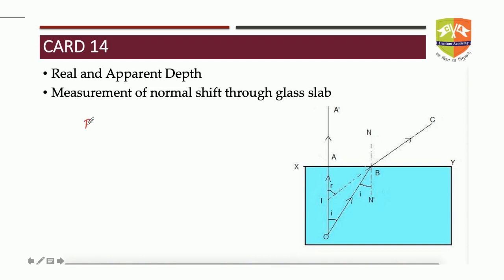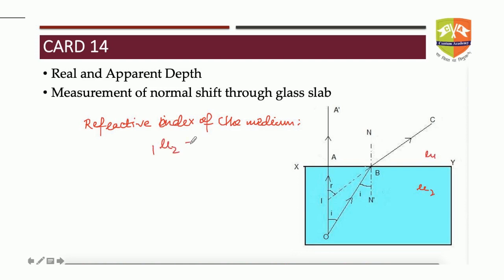So the refractive index of the medium is real depth divided by apparent depth. So apparent depth can be written as real depth divided by mu. So this depth is nothing but h by mu.